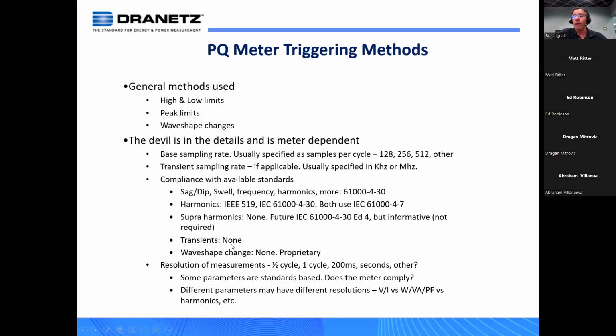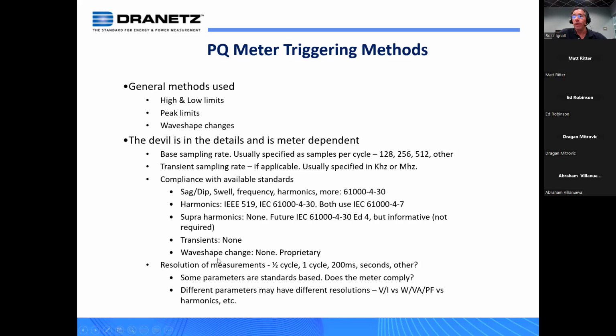So transients, there really are no standards on transients. Transients are referenced in standards such as -4-30 in the informative, again, not required section. But no techniques are given on how to measure them. So it's kind of the Wild West when it comes to standards for transients. Manufacturers generally just develop their own techniques, such as what Dran-View has done. And really, it's just higher speed sampling to capture them. But again, those are for peak transients.